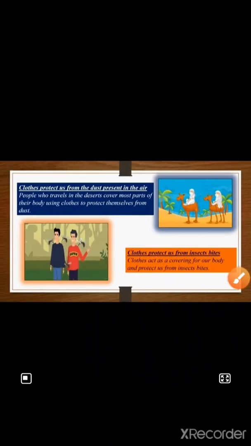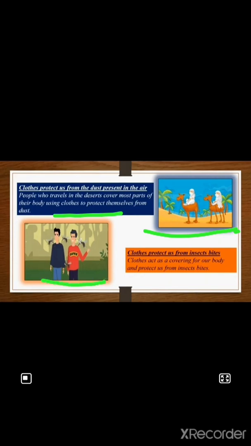Clothes protect us from the dust present in the air. In our surroundings, lots of dust particles and germs are present around us. So clothes also protect us from dust. People who travel in the desert, as you can see here, cover most parts of their body using clothes to prevent themselves from dust.